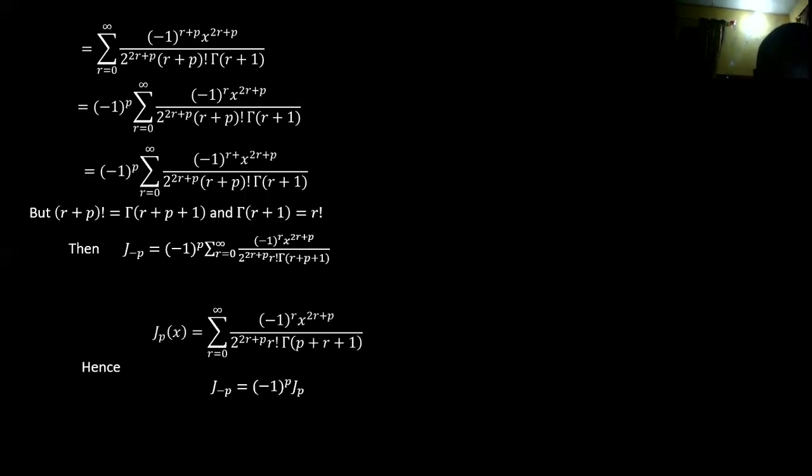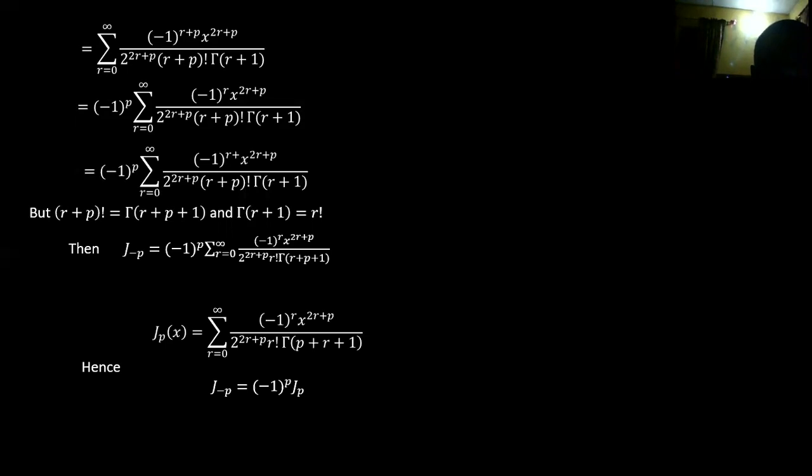If I substitute this, I'm going to have my J of minus p, that is the Bessel function of minus p, now equal to minus 1 raised to power p, summation r equals 0 to infinity of minus 1 raised to power r, x raised to power 2r plus p divided by 2 raised to power 2r plus p, r factorial, the gamma of r plus p plus 1, which is the same thing. That summation is the same thing as what? The Bessel function of p. Then if I substitute, I will now see that the Bessel function of minus p is equal to minus 1 raised to power p times the Bessel function of p, which is a very, very important definition. We should know this definition because it's very, very important.